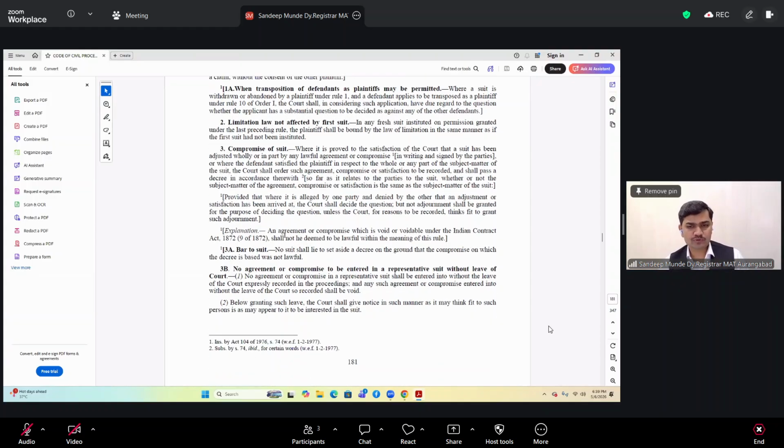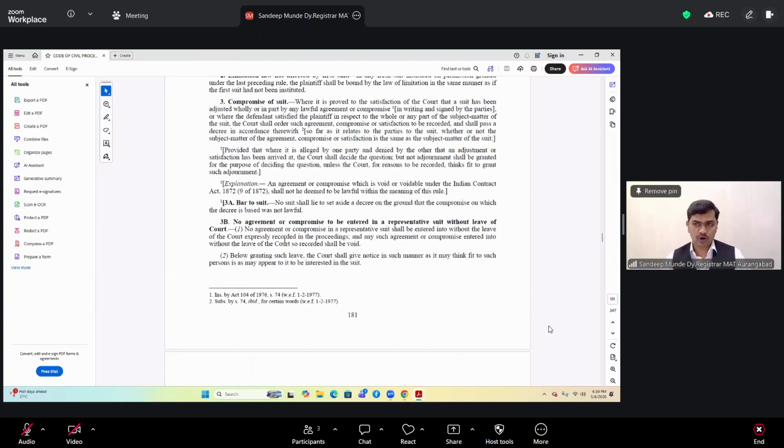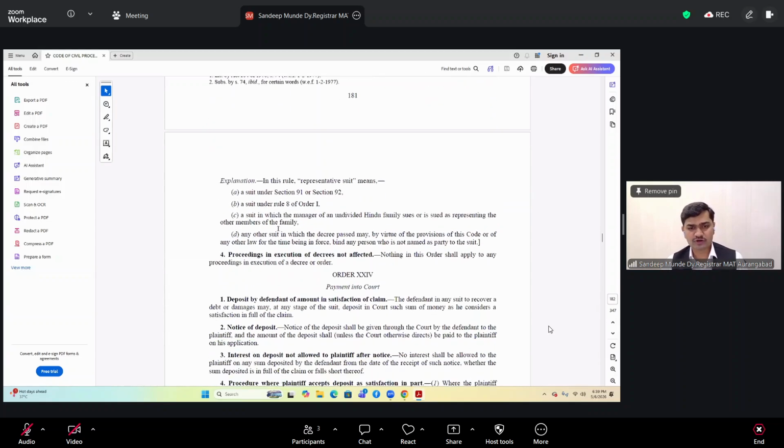No agreement or compromise to be entered in the representative suit without leave of the court. Order 1, Rule 8 deals with regard to the suit in the representative nature. If a suit has been filed in the representative character, unless and until there is leave sought from the court, that suit cannot be compromised or withdrawn.